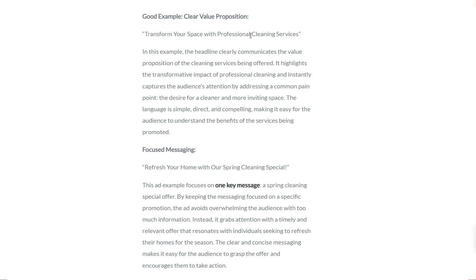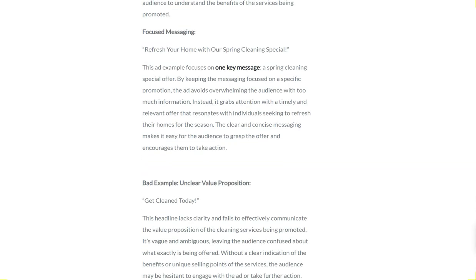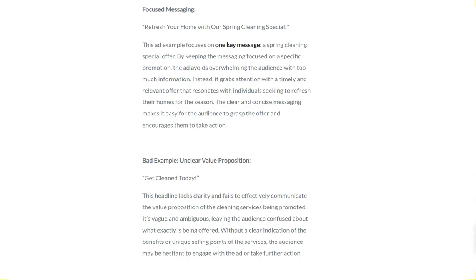And, this is kind of vague, professional. You can even go further on this. The point is you're highlighting the transformative impact of professional cleaning. And it's a common pain point. They want a cleaner space. They want their neighbors to see it. That's what that is. This is an example of focused messaging that you're going to refresh your home.